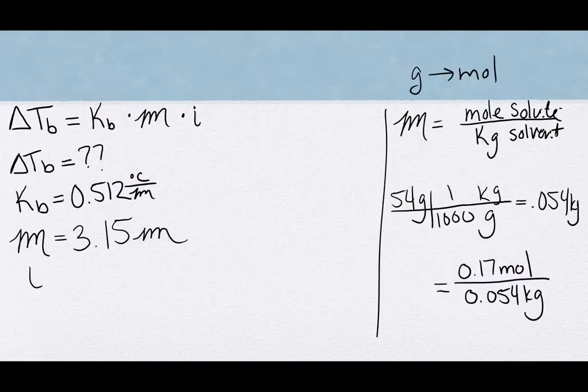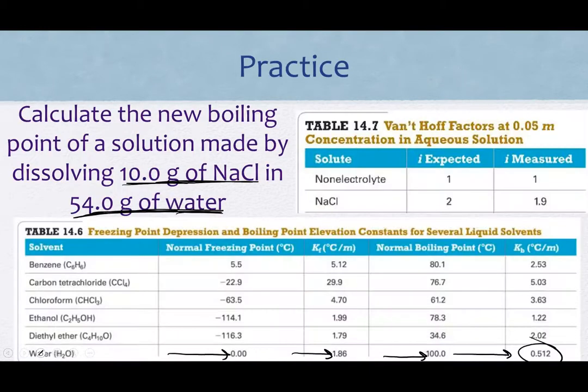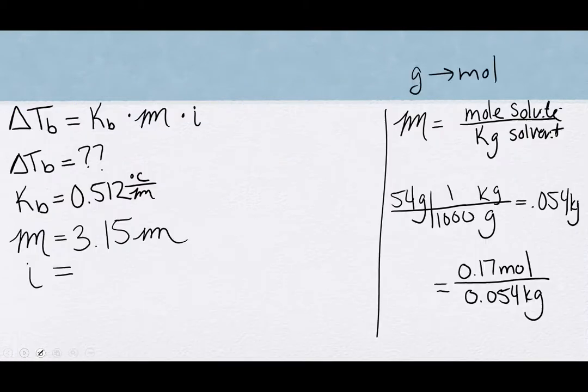All right, so the last variable is that Vant Hoff factor. So sodium chloride, I know, is an ionic compound. Sodium is a metal, chlorine is a nonmetal. So when I put that into solution, it's going to break apart into 2 particles. So I'm going to use the expected Vant Hoff factor. So Vant Hoff factor is going to be 2. Okay. Now let's plug and chug.